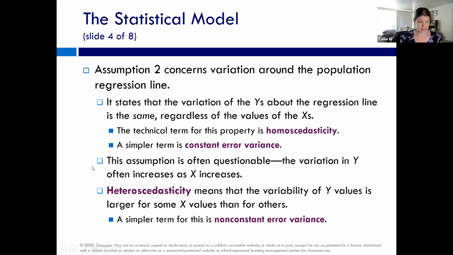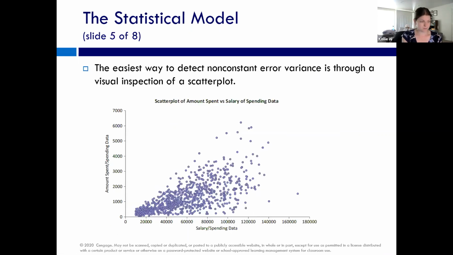Heteroscedasticity means that the variability of y values is larger for some x values than others, or it's non-constant. So this is what this looks like, because those are a lot of words. Words are great, but same thing I pointed out before. In my very horrible drawing, pretend that's a straight line.